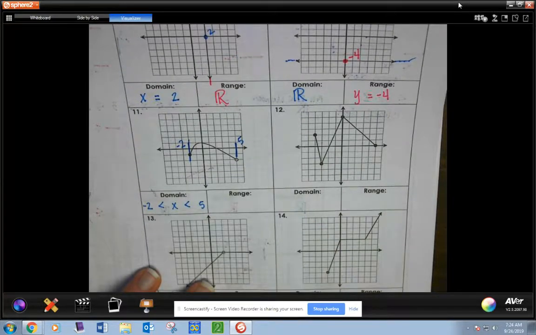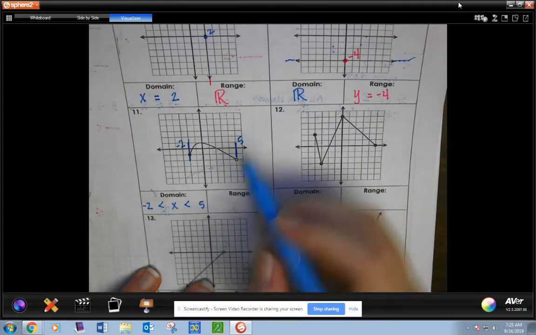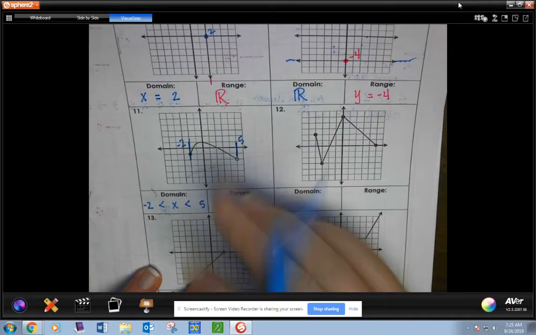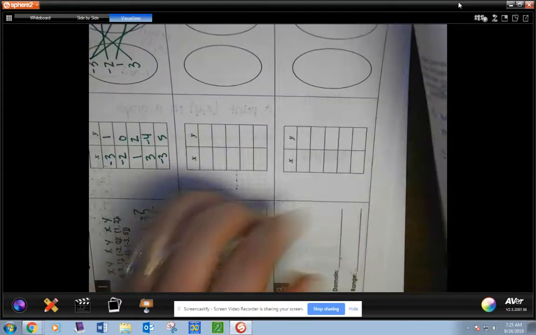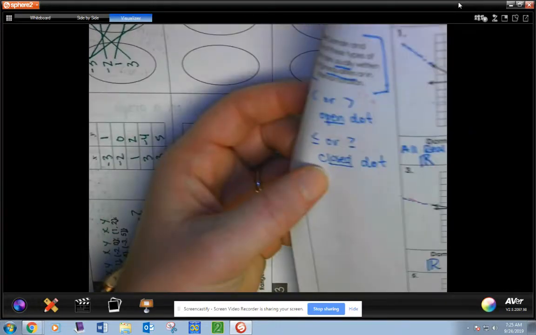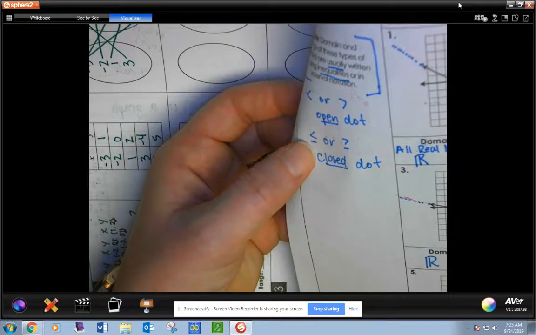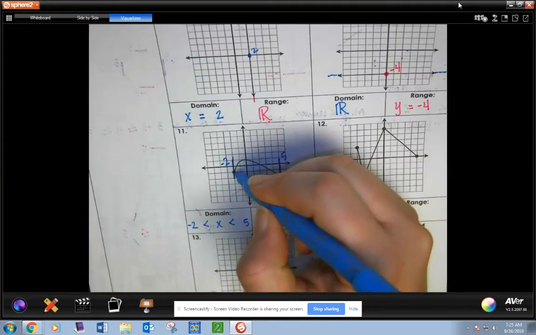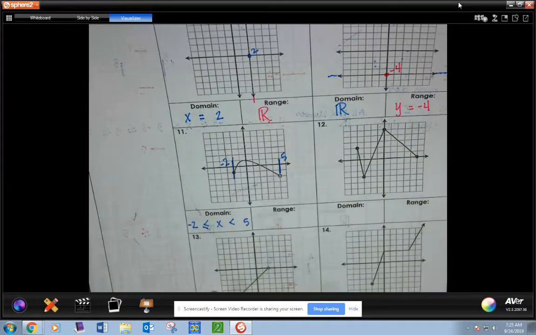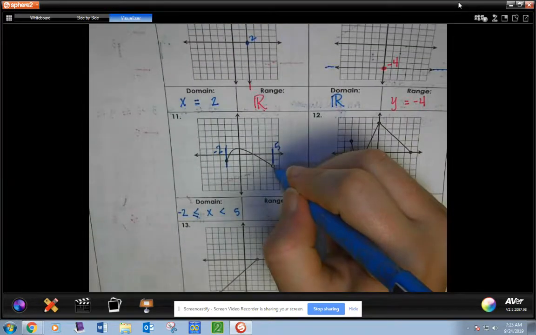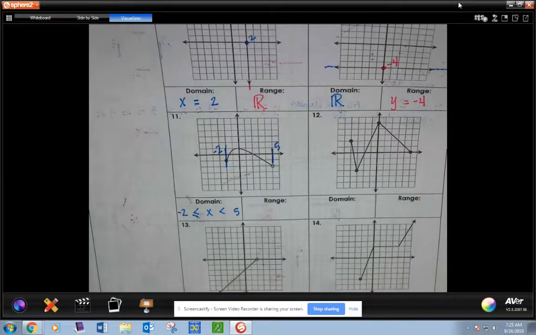Now I wrote a note at the beginning of the video about these dots. If you need to reference really quick, if it is a closed dot, it gets the equals to bar. Well, -2 is touching a closed dot, so I put the equals to bar. If it is an open dot, it does not get the equals to bar, so 5 does not get that bar.